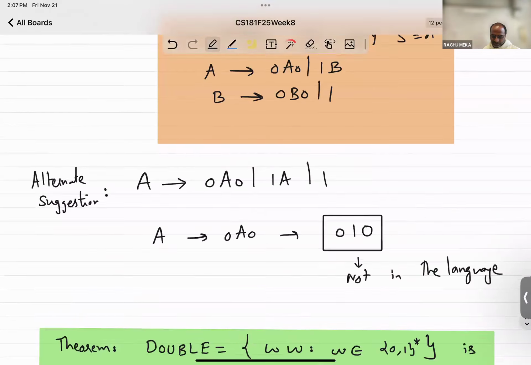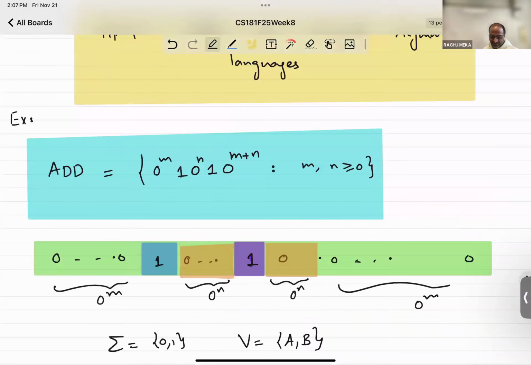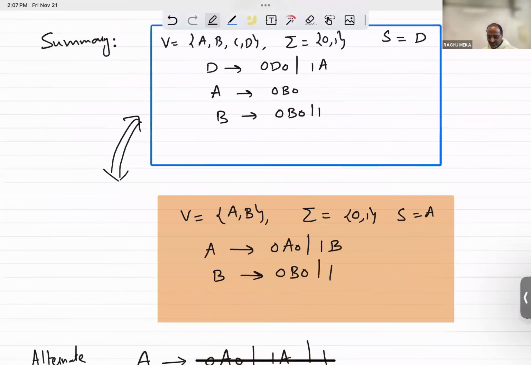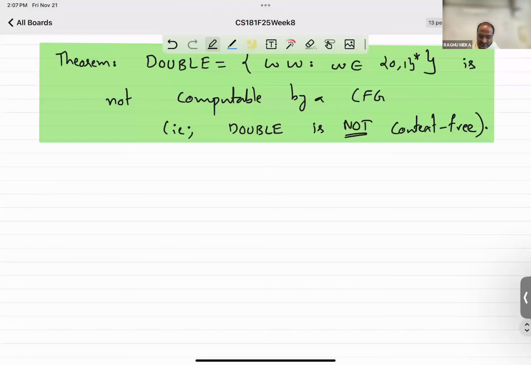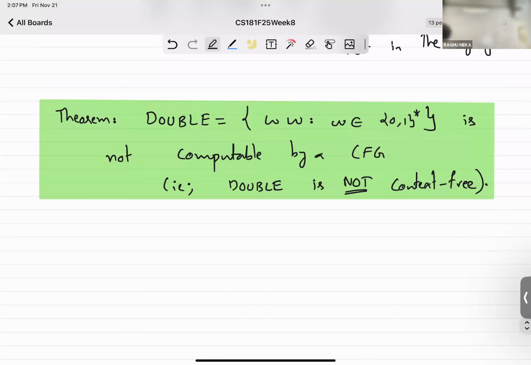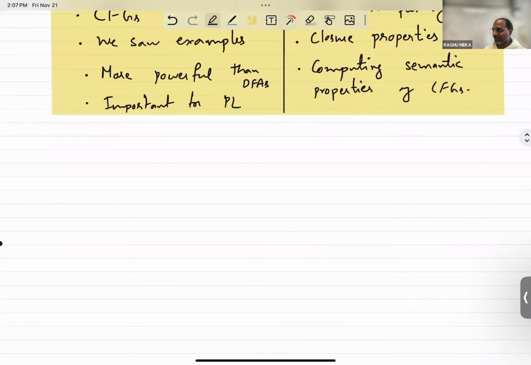Okay, so we designed this language for addition last time, right? And then I ended up with the statement that double is not context-free. So we'll work towards that. But before that, let me do a couple of other things which will set the stage nicely for the closure properties and how it'll tie into proving languages are not context-free. Okay?